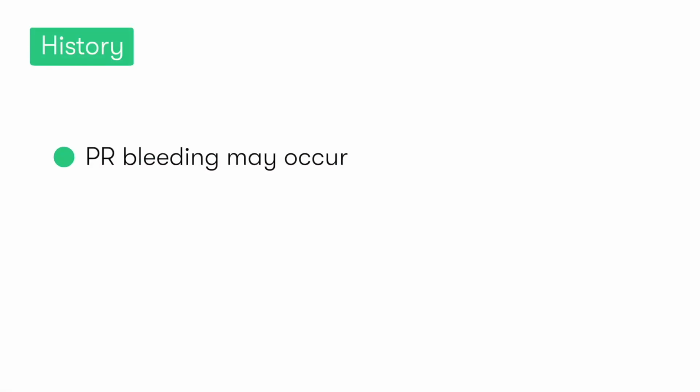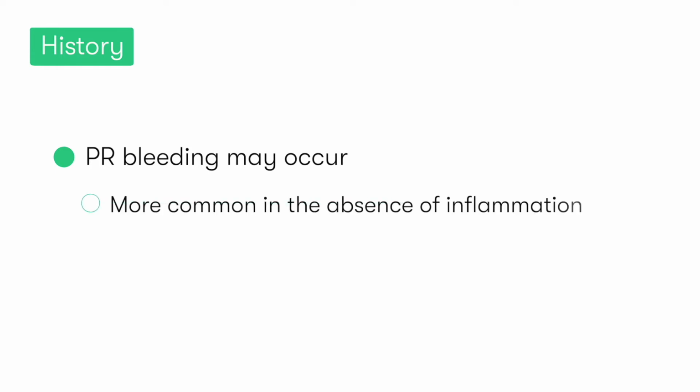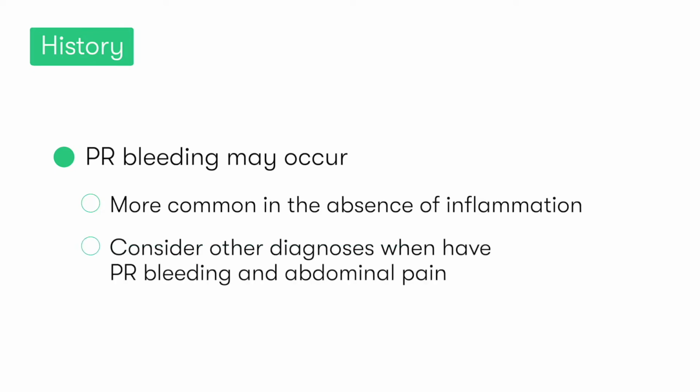The patient may also complain of PR bleeding with diverticulitis. However, this occurs more commonly in simple diverticular disease, where there isn't any active inflammation. And typically, when this scenario does occur, the patient often describes the absence of any abdominal pain. Thus, if the patient does experience PR bleeding as well as left iliac fossa pain, we should be considering alternative diagnoses, for example, ischemic colitis.